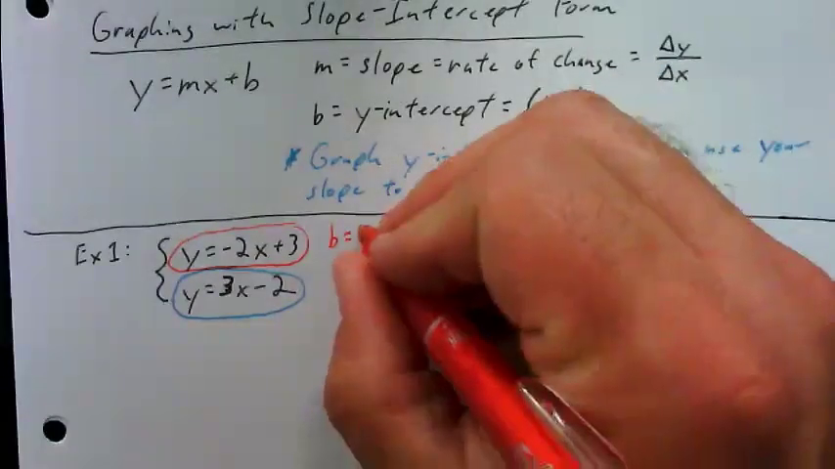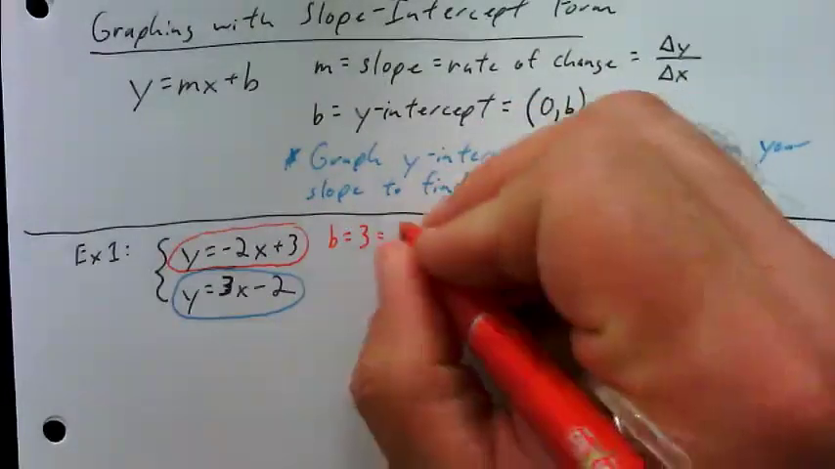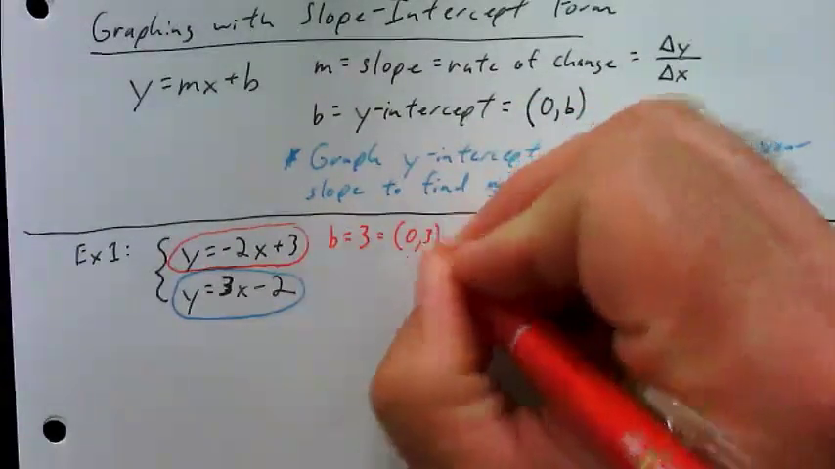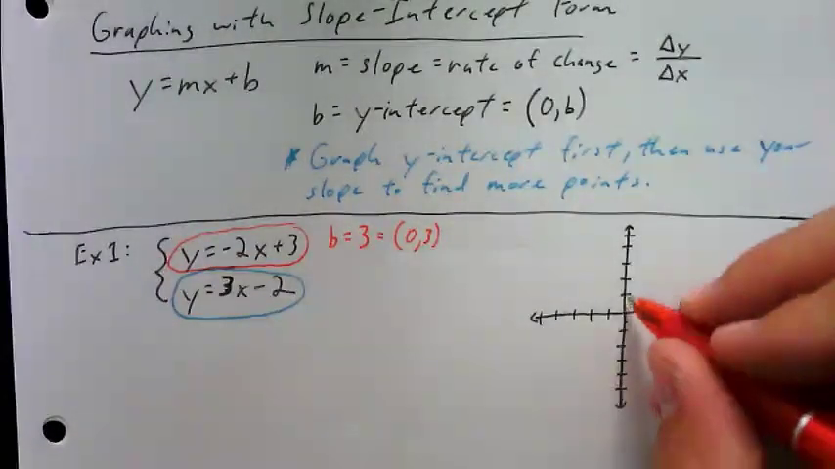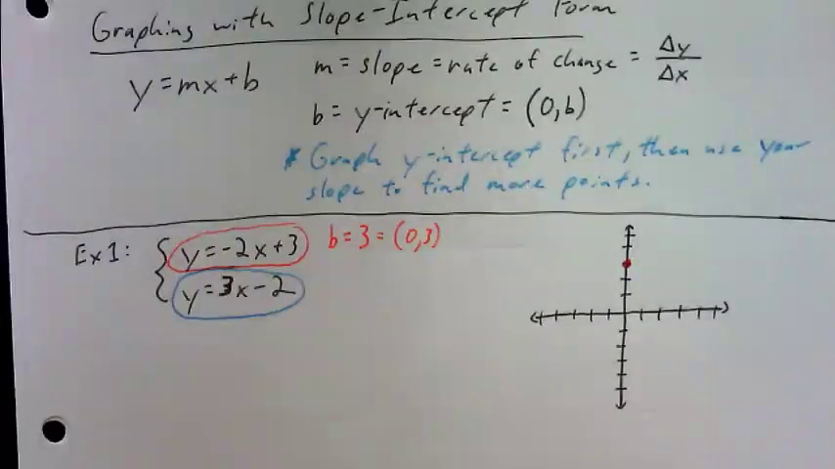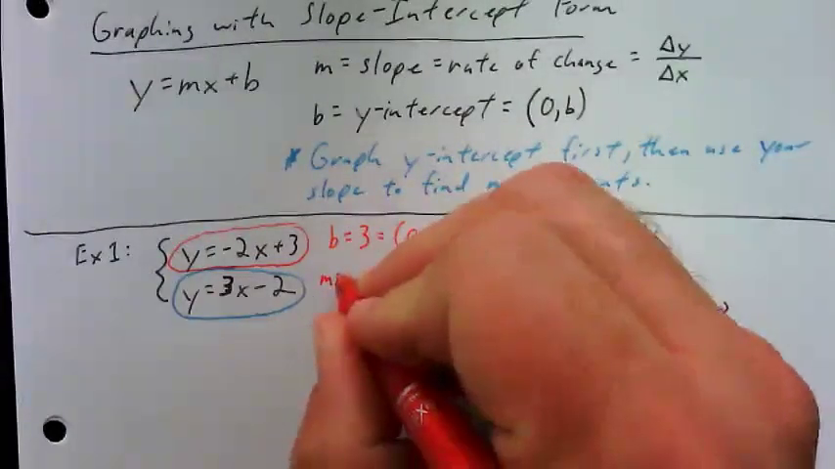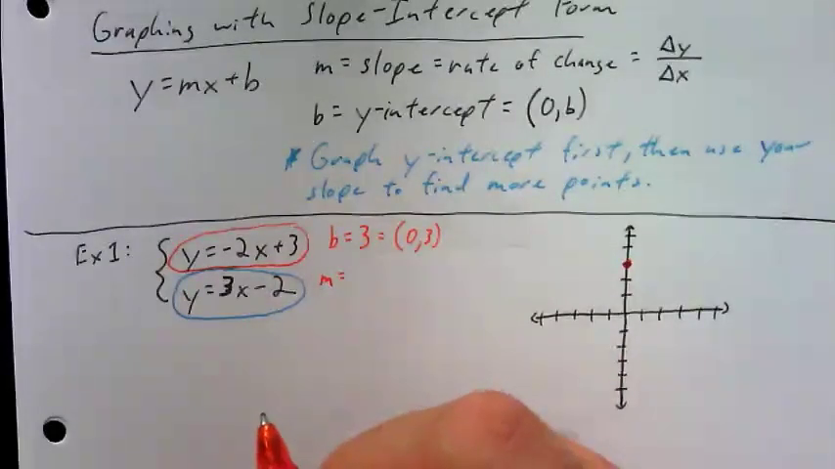It's the 3. So we could say our y-intercept is at 3, which would mean as a coordinate point, we could say (0, 3). So we go over here to our graph. We find our coordinate of (0, 3) on our y-axis, right? There it is. There's our first point. That's where we're starting from. Then we need a slope. So for our slope here, we have the value of what?